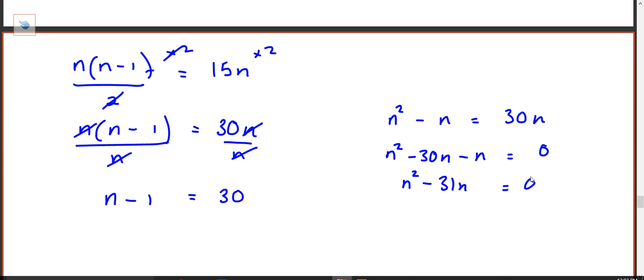Yeah, you can do that. It's fine. But you'd have to go further. What would you do now? Factorize it? Yeah, so you'd factorise it back to n times n minus 31 is 0. So let's just leave it factorised. Yeah? So at this stage we end up with n is 31. So our expansion was to the power of 31.